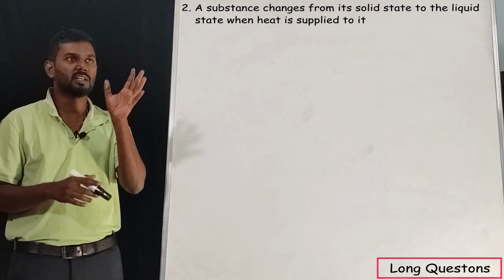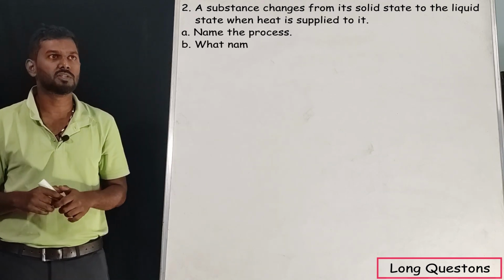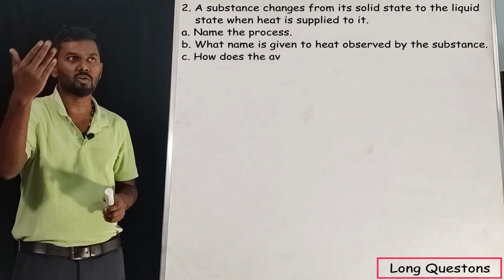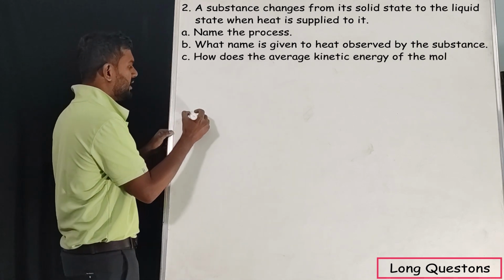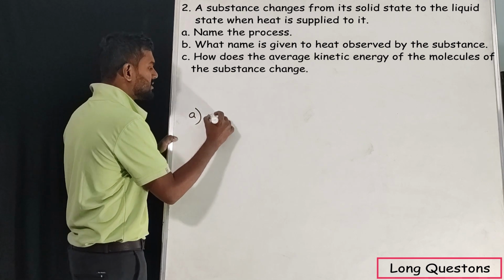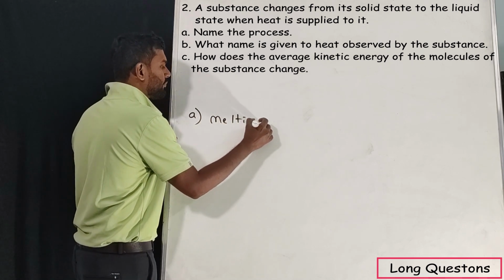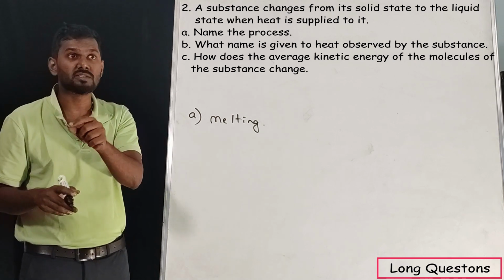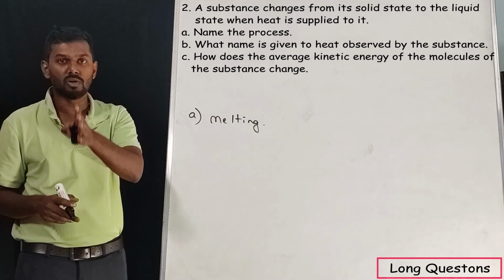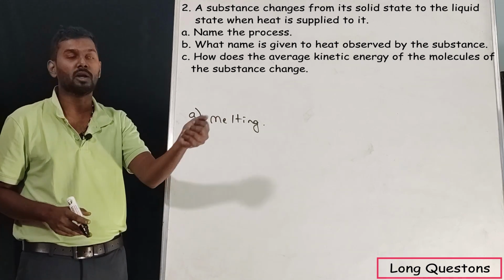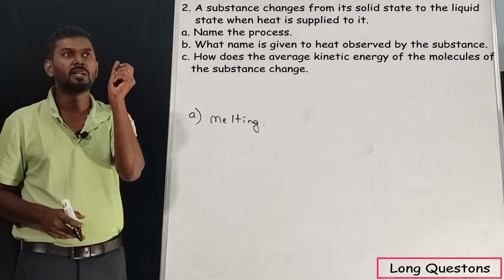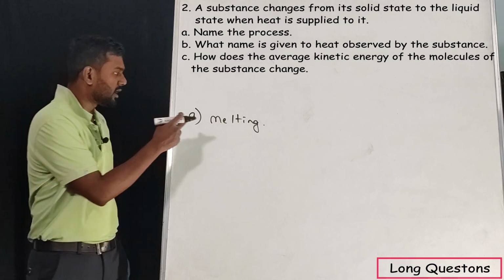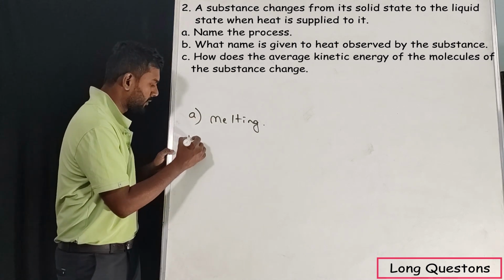Our next question: a substance changes from solid state to liquid state when heat is supplied to it. This is the statement. Now we'll go for the questions. Name the process. Whenever a solid is converting into liquid, it is nothing but melting. If they were talking about the temperature at which the solid is converted into liquid, it would be melting point. There is no such phrase as the temperature at which, so they are talking only about melting.